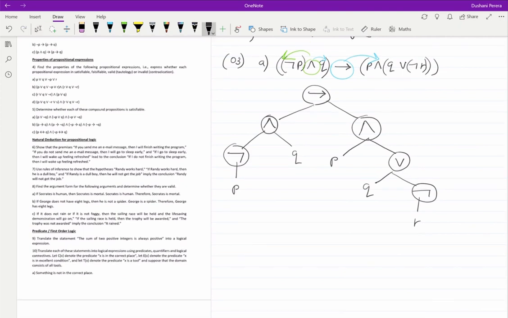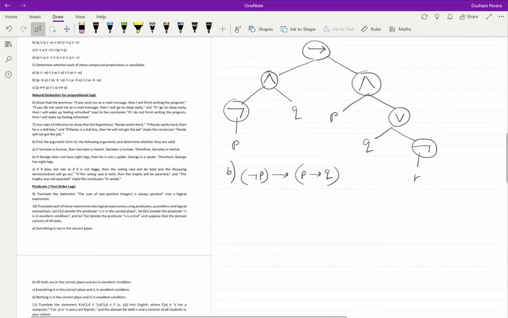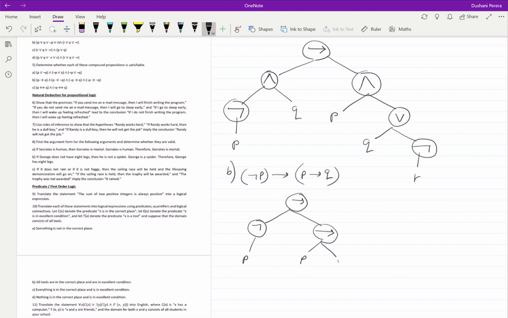Let's go to part B then. We have negation P implies Q. So we have the implication sign. Towards the left we have the not, then we have P, the atomic proposition. Then we go to the right hand side, we have the implication. Left side is P, right side is Q.